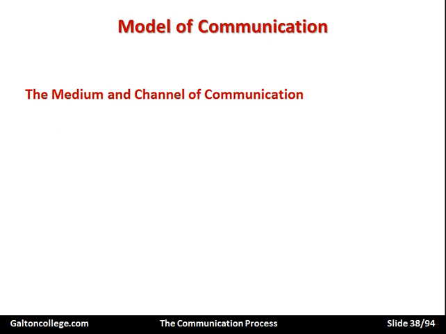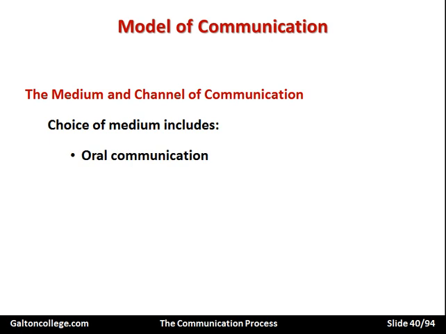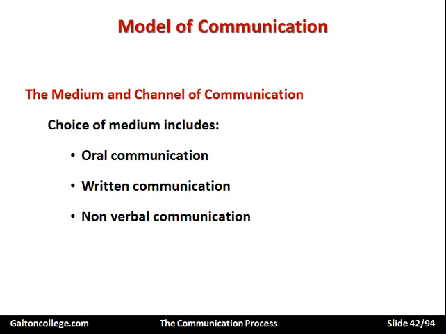Now, the medium and channel of communication. Well, the choice of medium includes oral communications, simply talking to the other person. Written communications, that's a channel of communications. A channel of communications, which means you could write a letter to the other person, and when they receive it, there has been a channel of communication. The channel is the postal system. If it's a phone call, the channel is the telephone system. An email uses internet. There could be non-verbal communications, which is really body gestures and facial expressions and behavior which indicates a certain message.